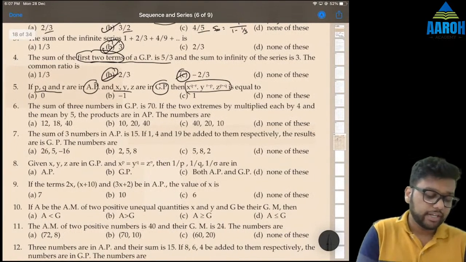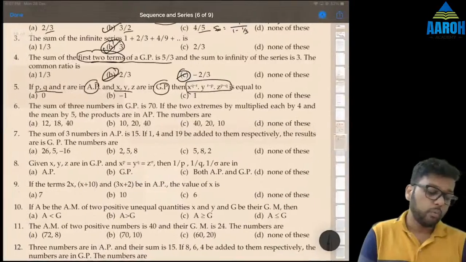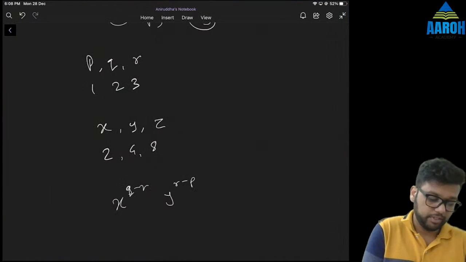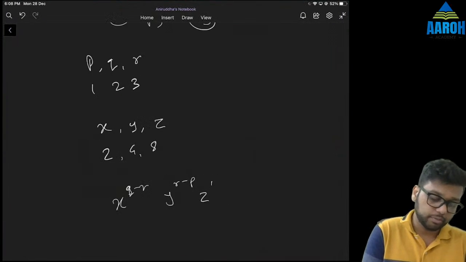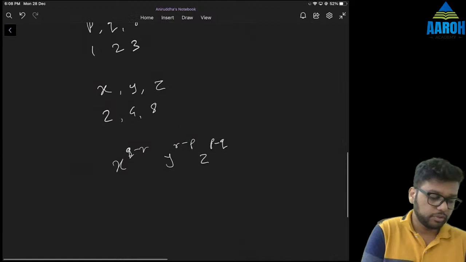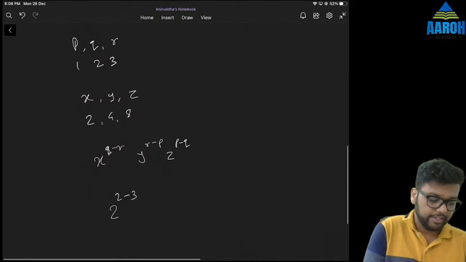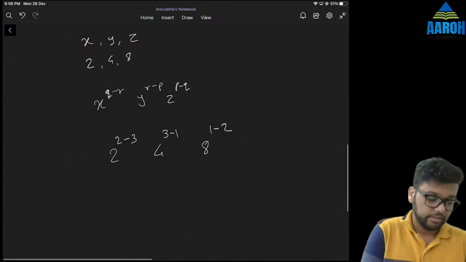Fine. So they are asking X raised to Q minus R, Y raised to R minus P, and Z raised to P minus Q. So let's put the values. 2 raised to 2 minus 3, Y is 4 raised to 3 minus 1, and 8 raised to 1 minus 2. Right. So that is what?